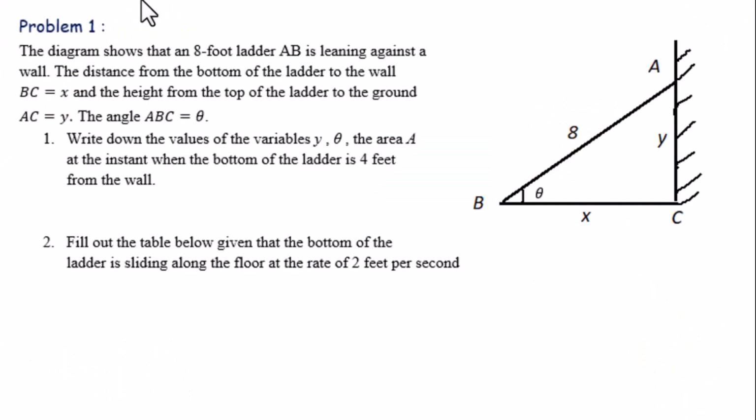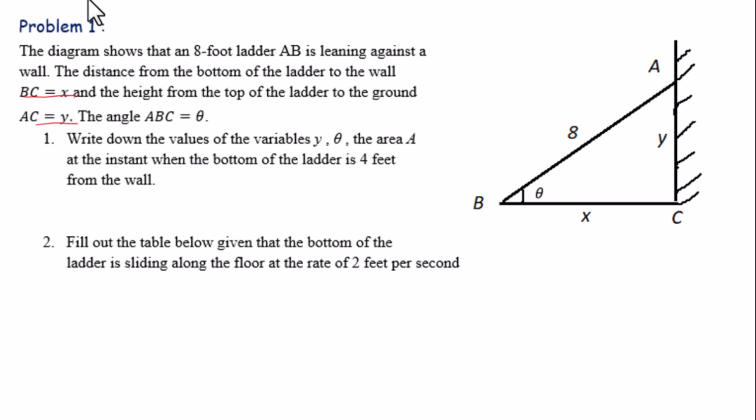This video is about rate of change. Problem 1. The diagram shows that an 8-foot ladder AB is leaning against a wall. The distance from the bottom of the ladder to the wall BC equals x, and the height from the top of the ladder to the ground AC equals y. The angle ABC equals theta.